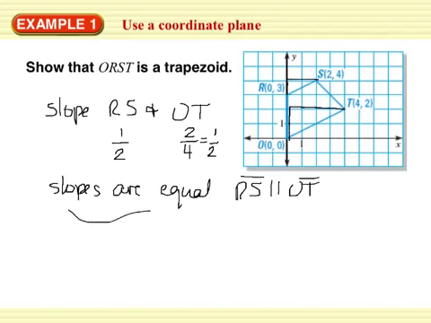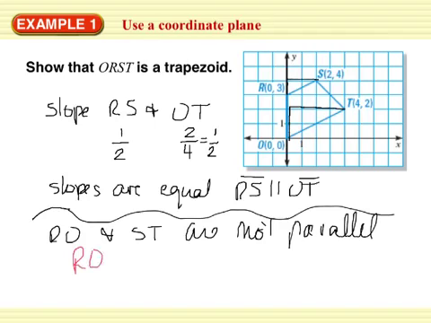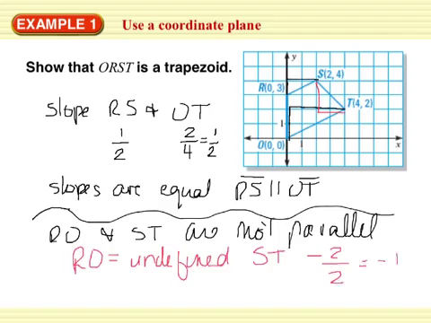The other sides should not be parallel. So RO and ST are not parallel. Because remember, exactly one pair. So I'm going to do the slope of that one really quick. The slope of RO is, it is a vertical line, so it is undefined. And the slope of ST is rise of -2, run 2. So those slopes are not equal, therefore they are not parallel. And we just did it.